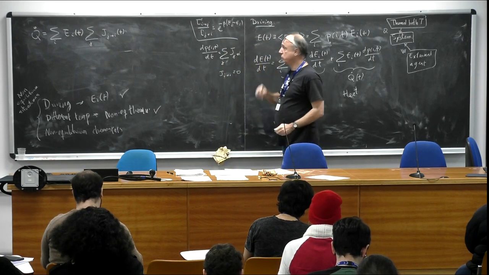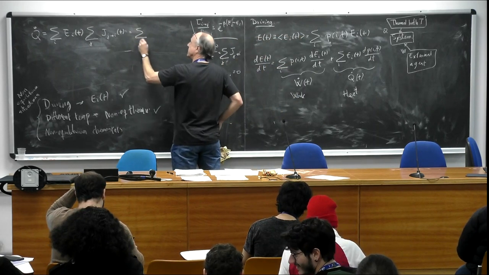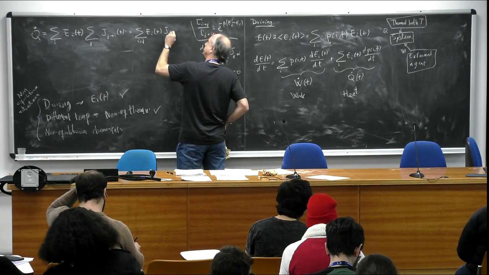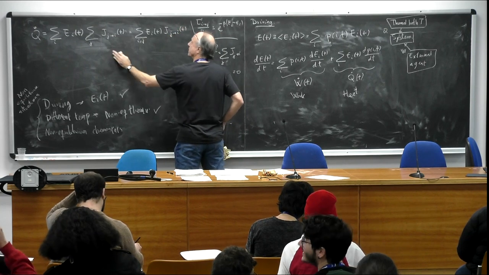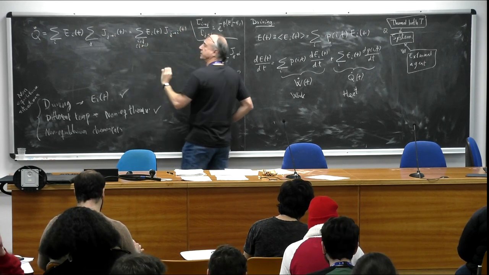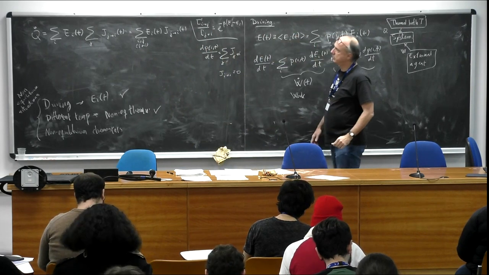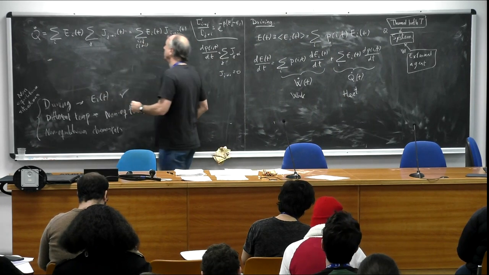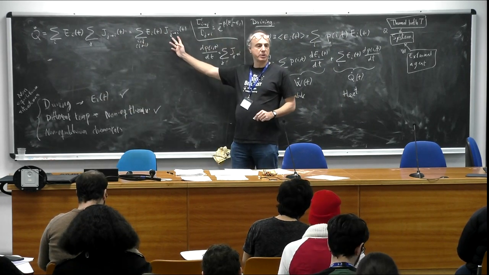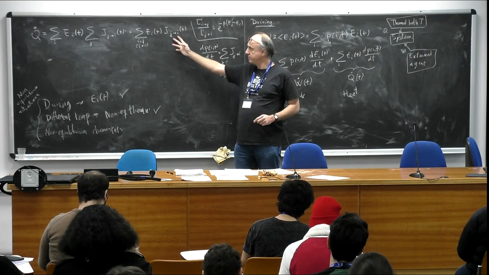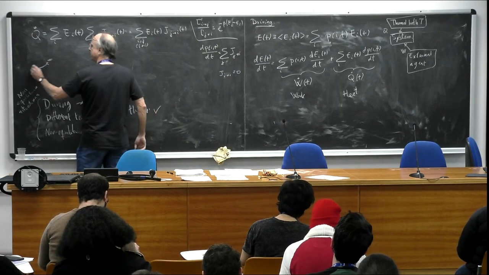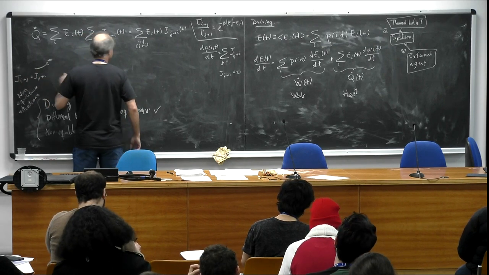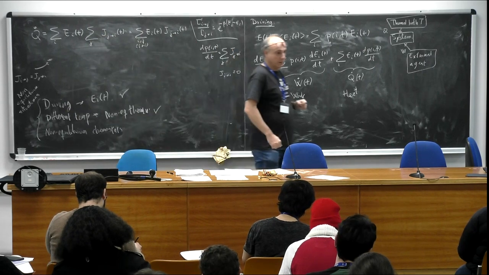Now I can write this like a sum over all possible pairs. Remember that this is essentially j different from i, but I will not indicate this anymore. And there is a nice way of writing this, which is using the anti-symmetry of the current. Remember the current is anti-symmetric. So the current from i to j is equal to minus the current from j to i.